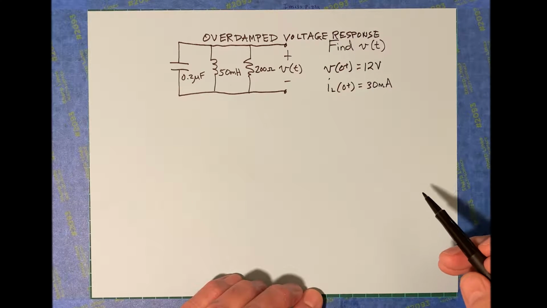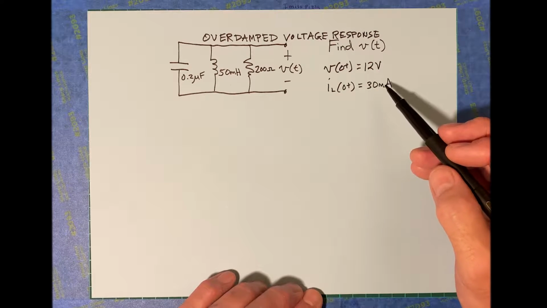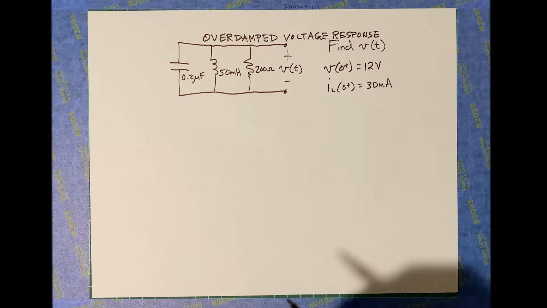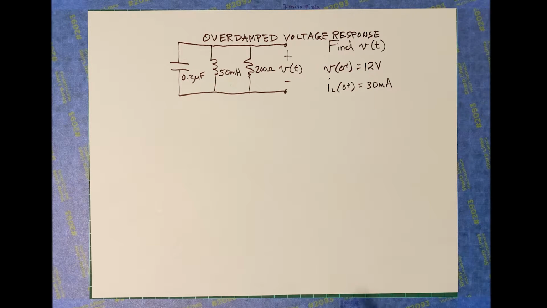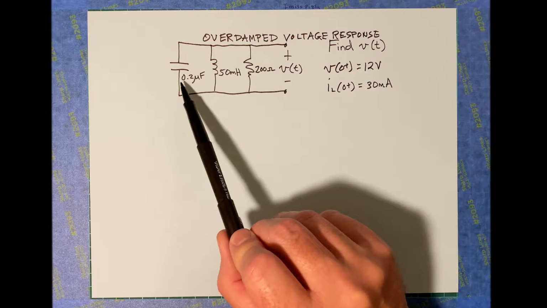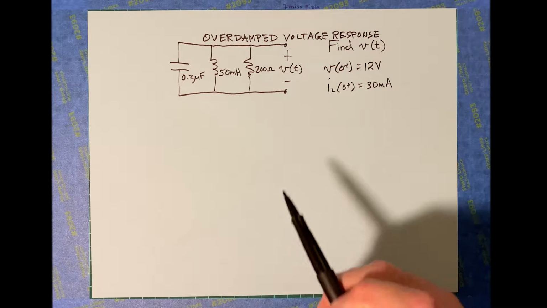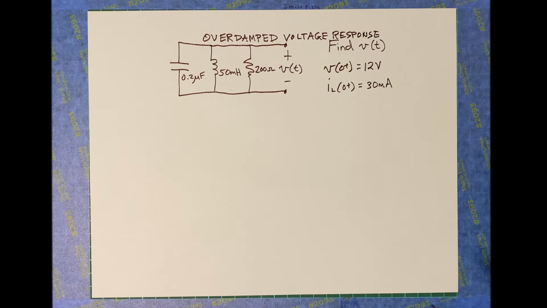Now, based upon this, you might say, well, we know the form of the solution. You better check to make sure that your alpha and your omega fall into the right category for overdamped. I will set it up so that this is the overdamped solution, but if you were approaching this problem without knowing that, you need to test.